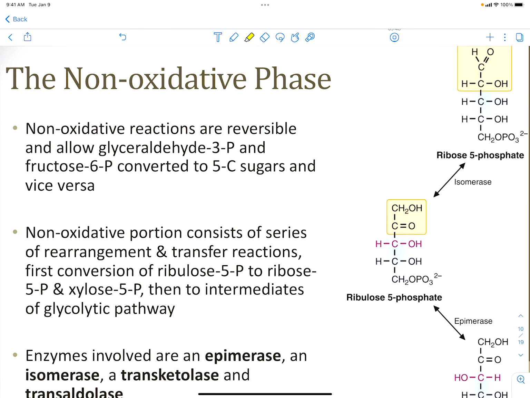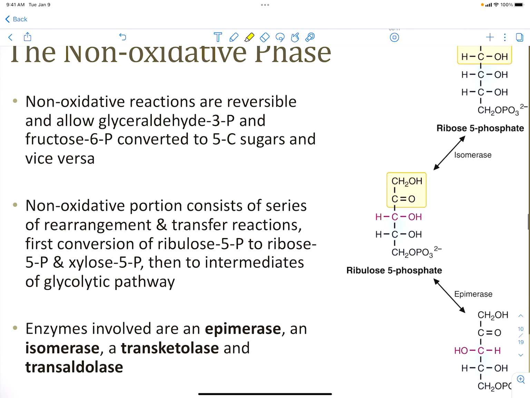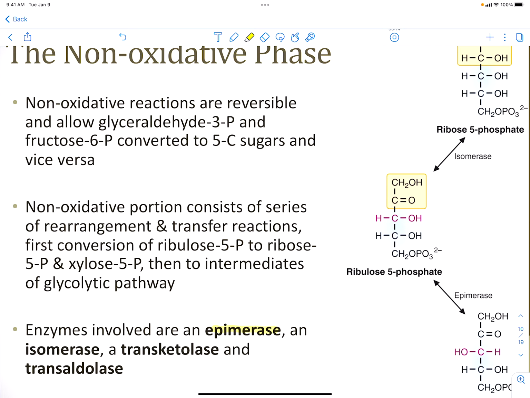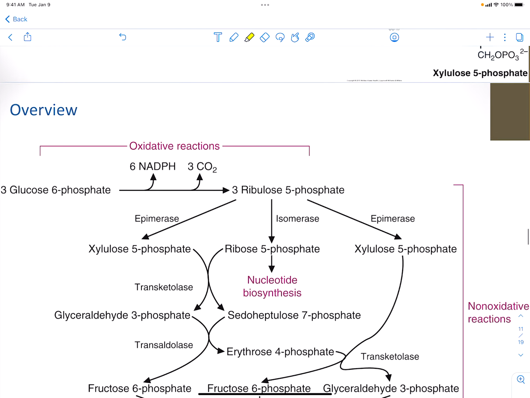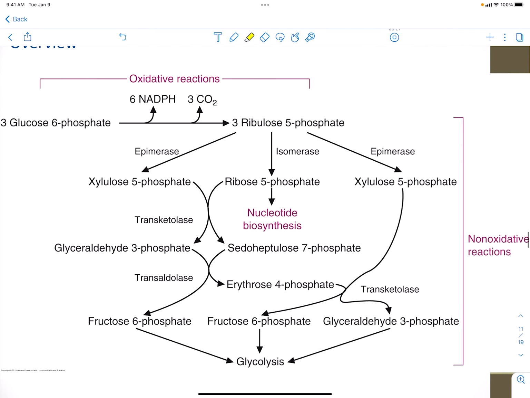We're going to have, in this case, isomerases and epimerases shown here. And fructose 6-phosphate is going to be converted to the 5-carbon sugars and back and forth. You're going to have a series of rearrangements and transfers that are going to convert that ribulose 5-phosphate to ribose 5-phosphate and xylulose 5-phosphate, and then many different enzymes are going to jump in, epimerases, transketolases, transaldolases, to generate back to glycolysis.